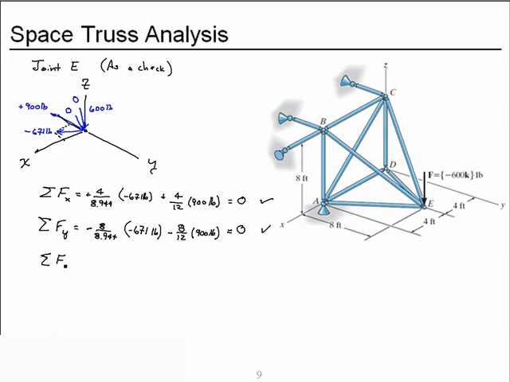Now let's sum forces in the Z direction. We have our downward applied force of 600 pounds. There's no contribution from member AE, but we do have 8/12 of the 900 pounds contribution. Add those together and we get 0. So our equilibrium checks at joint E. That's a good sign. Now let's go back and compare with our predicted sense of the forces in the answer.